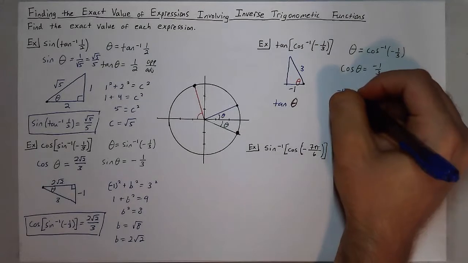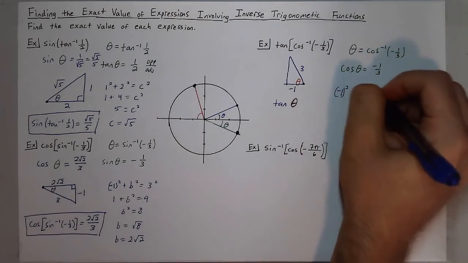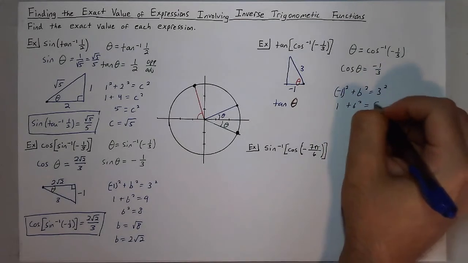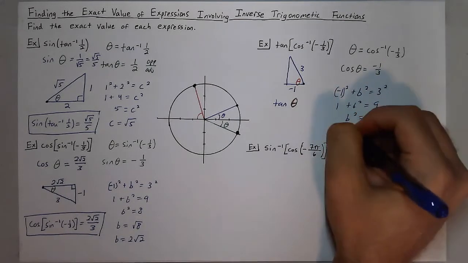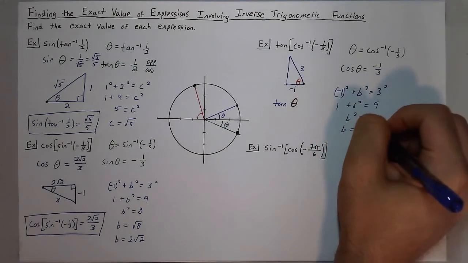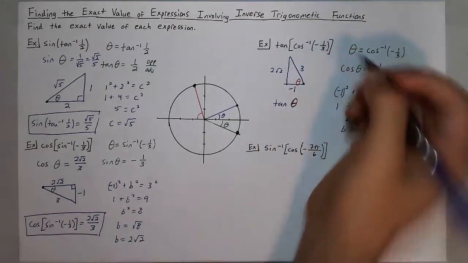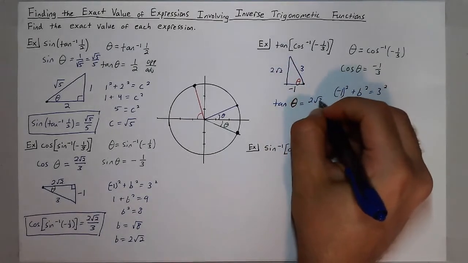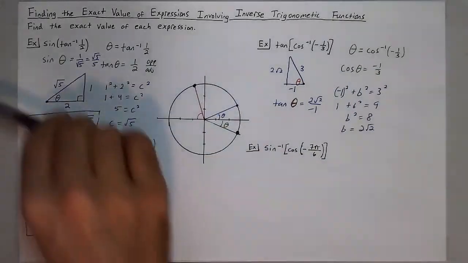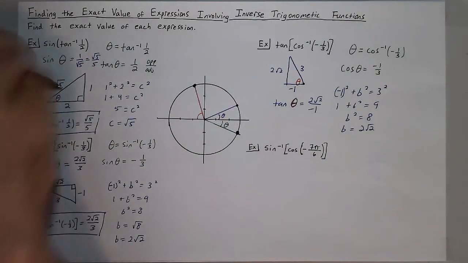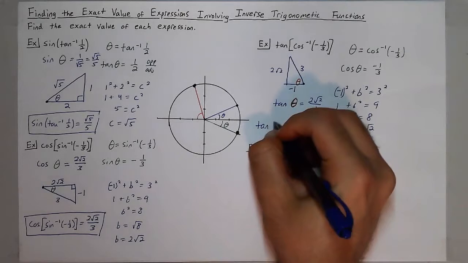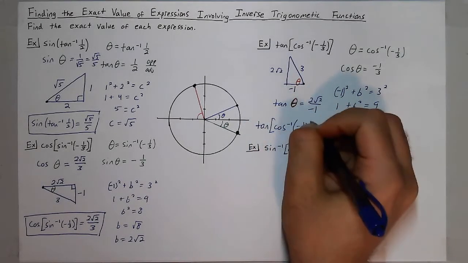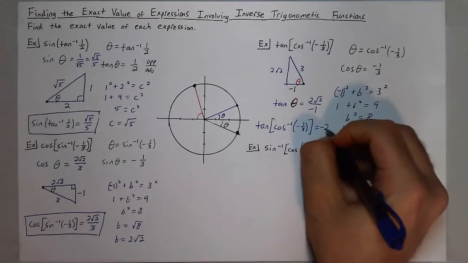So -1 squared plus b squared is equal to 3 squared. Using Pythagorean theorem, and I'm going to get a very similar value as I did last time. So b is equal to 2 square roots of 2. And tangent would be opposite over adjacent. So 2 square roots of 2 over -1. So which would just be -2 square roots of 2. So I can say the statement tangent of cosine inverse of -1/3 is equal to -2 square roots of 2.